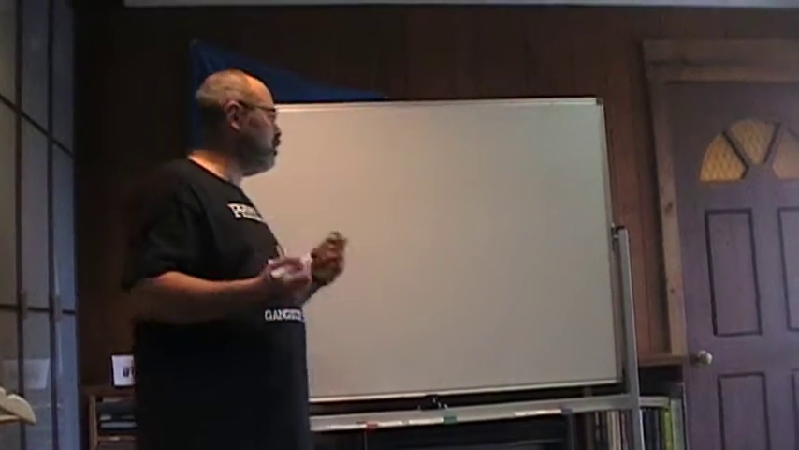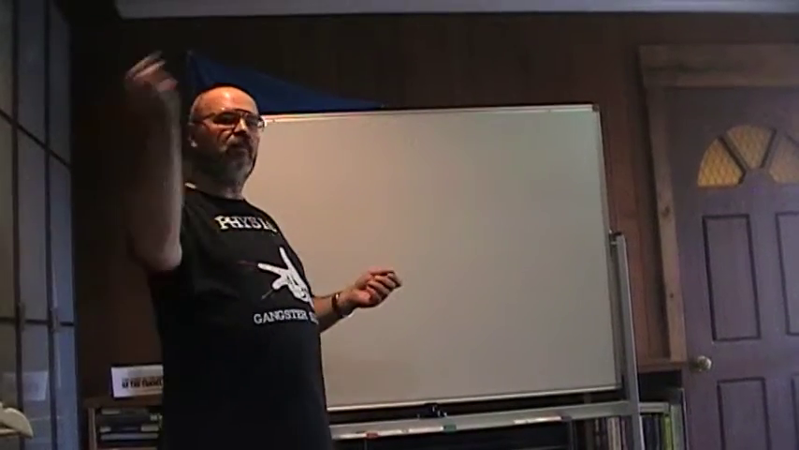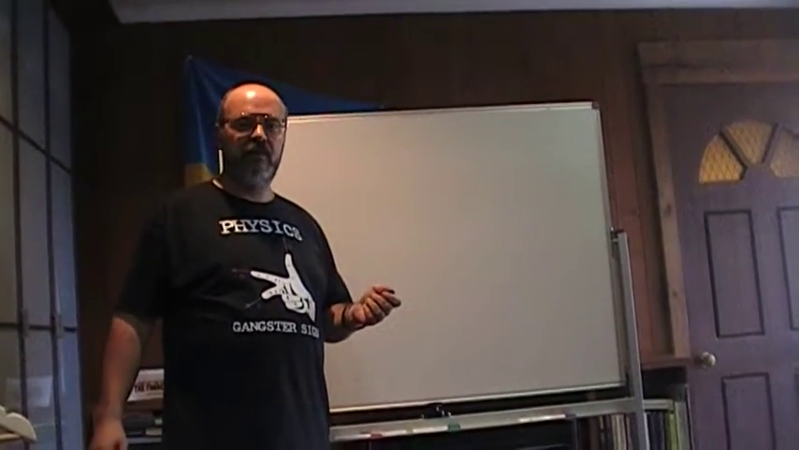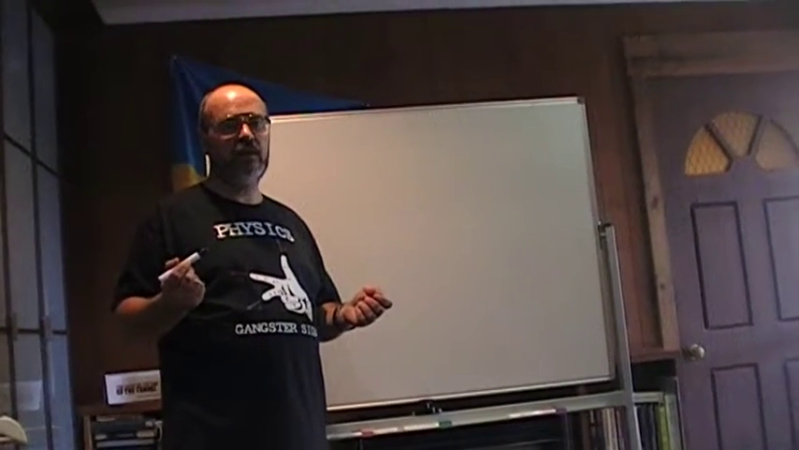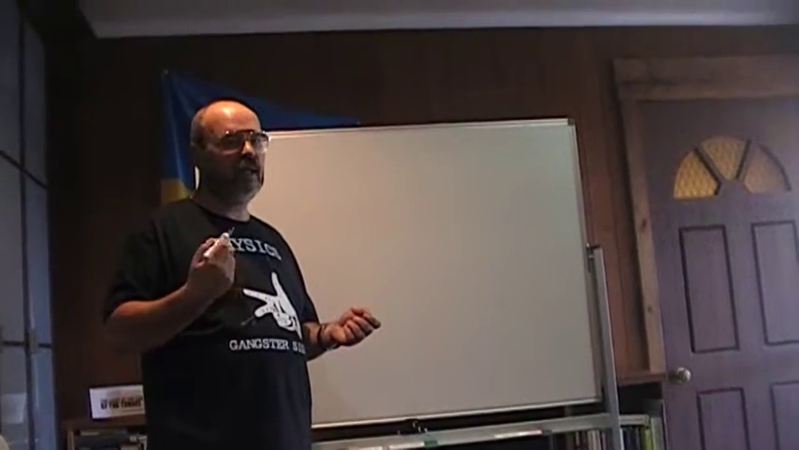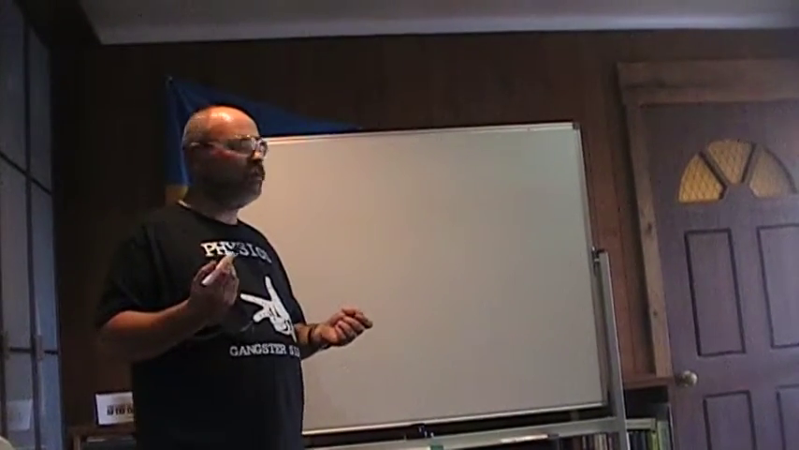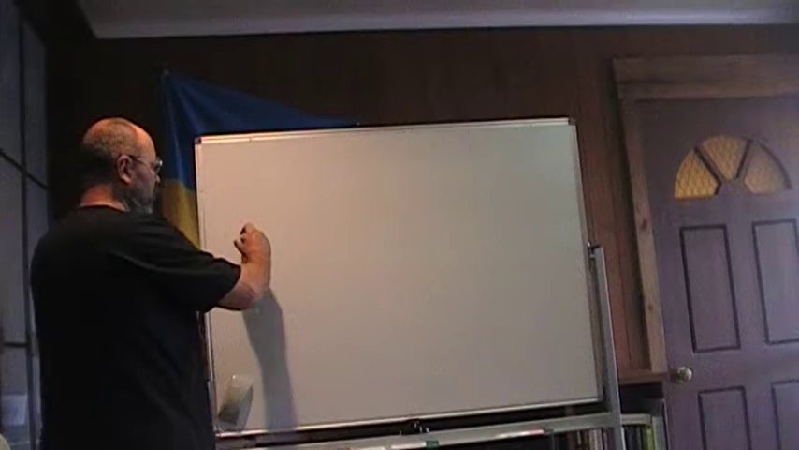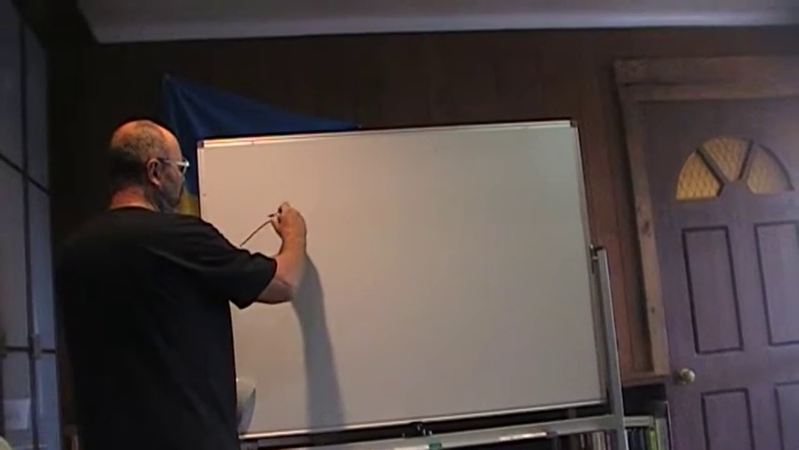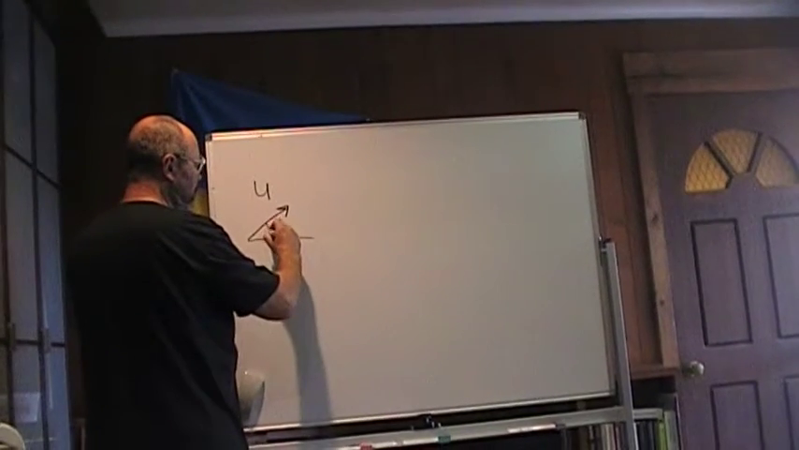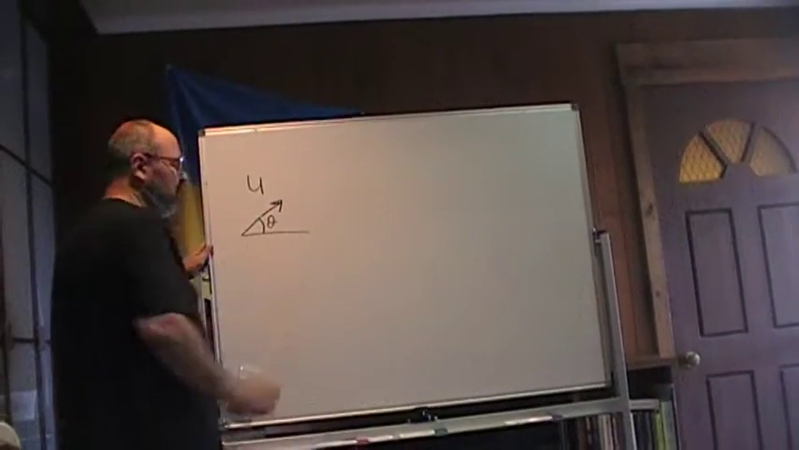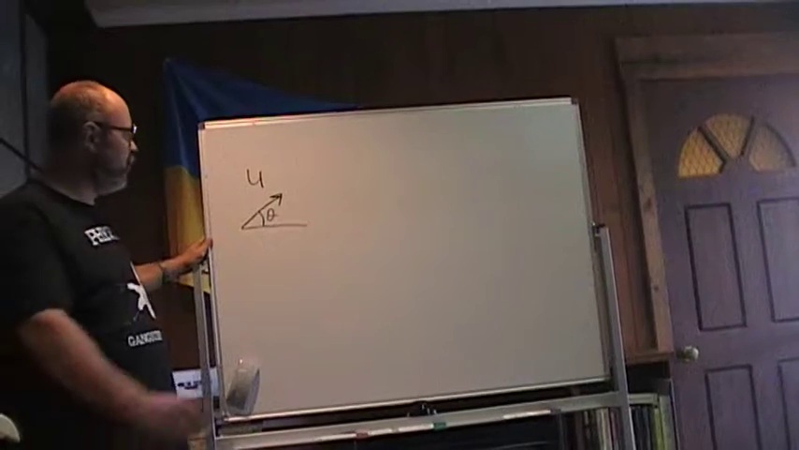Today we will look into projectile motion. Projectile motion is when you throw something through the air, and the only thing that you give the object is initial velocity. When it's in the air, you're not acting on it anymore. So let's consider if you throw something with initial velocity u at the angle theta to the horizontal.